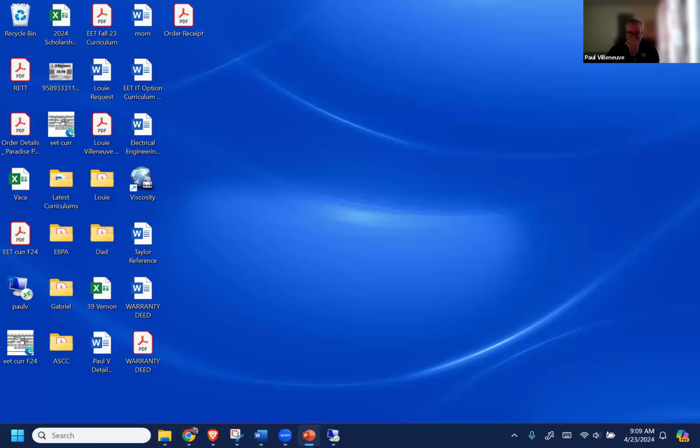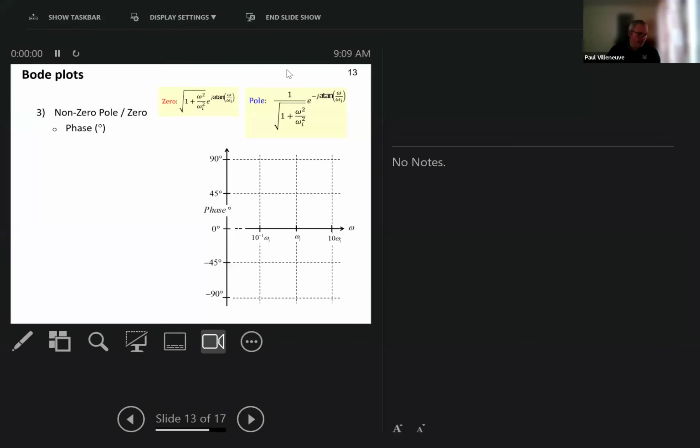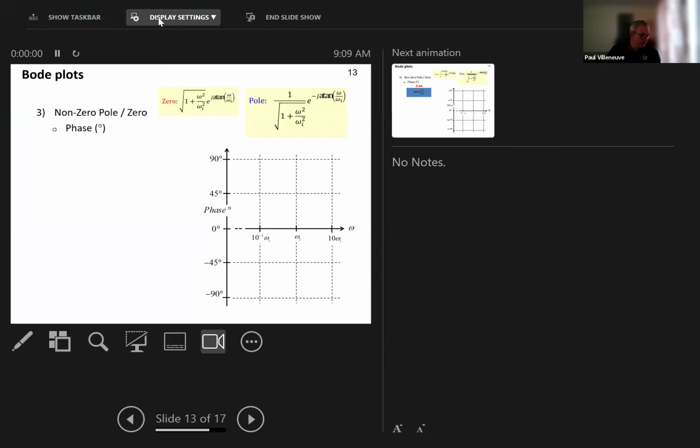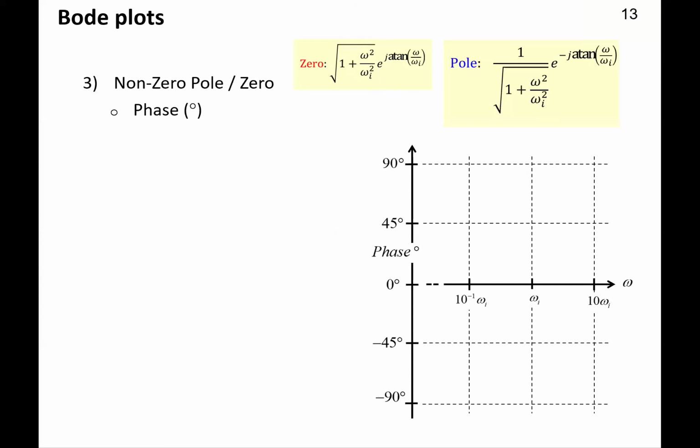So we'll end with this slide because I'm going to introduce it really quickly. Let me go ahead and duplicate this. Can you see my screen still? Yep. Okay.